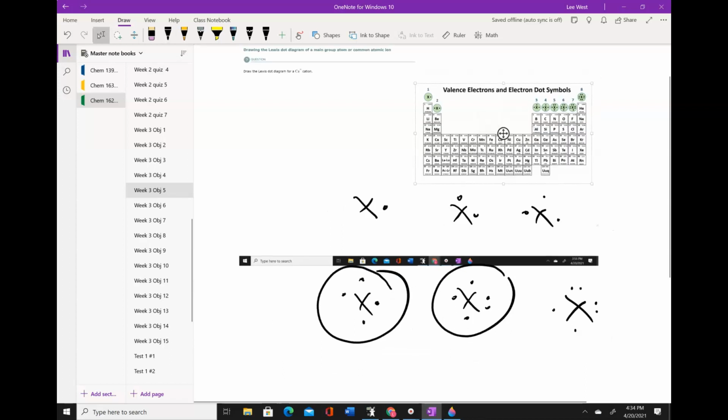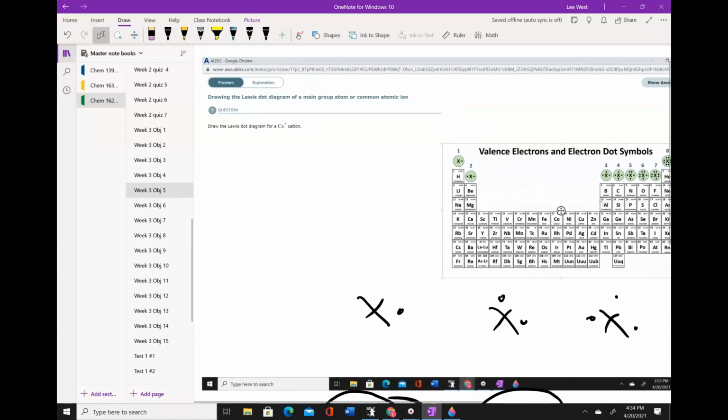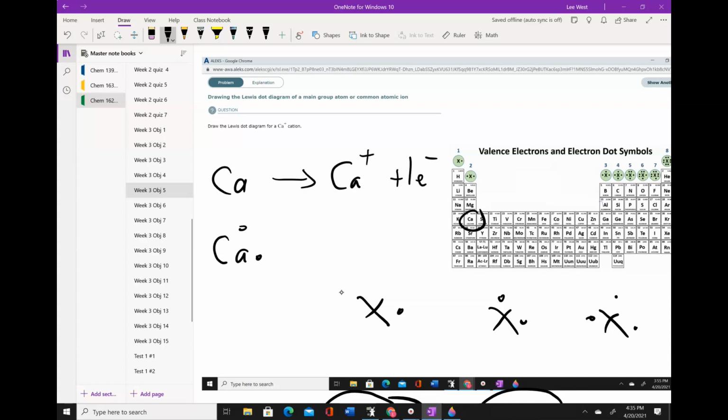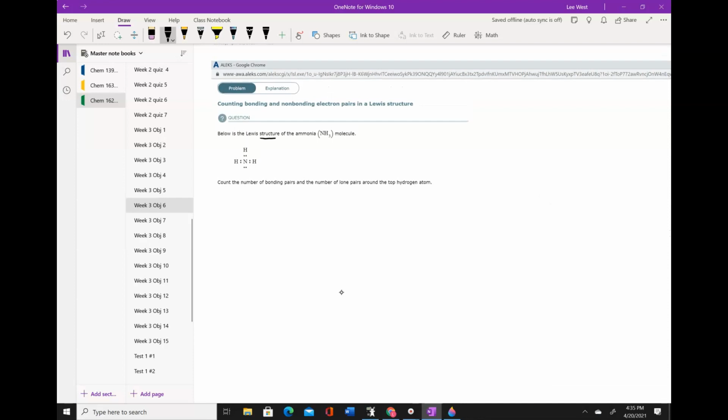So to create a cation, you remove electrons. To create an anion, you add electrons. So here's the neutral atom of calcium. It's got 2 dots. And then we're going to go to calcium plus, and we do that by removing 1 electron. So that means we take 1 dot away. There's our Lewis dot diagram for the calcium plus cation. Pretty straightforward, right?